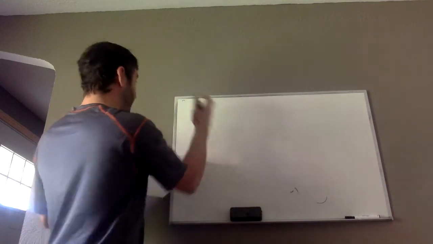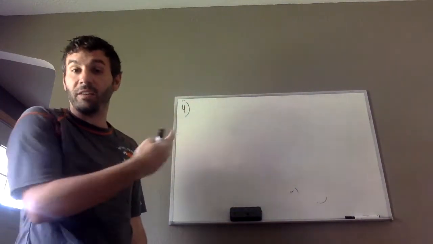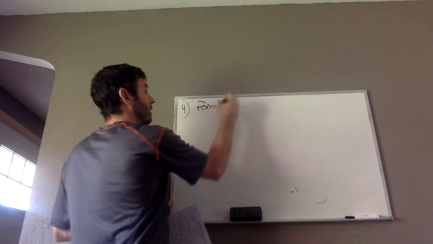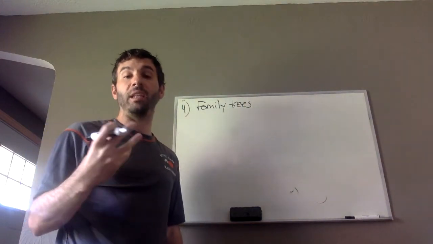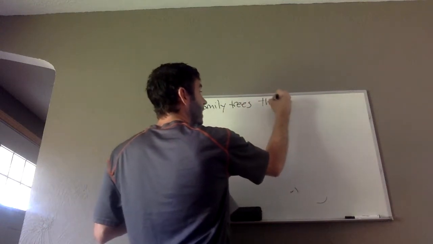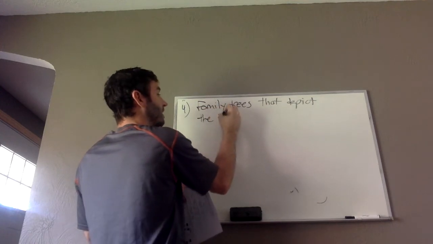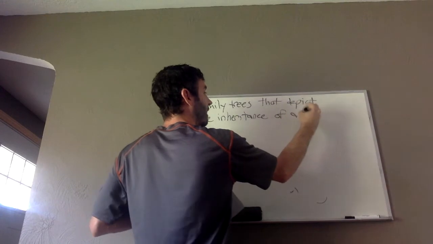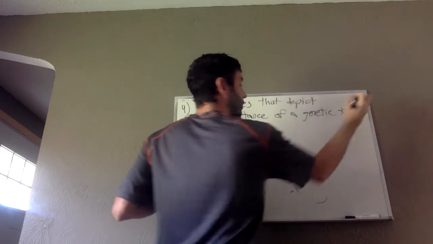Okay, number 4, what is a pedigree? A pedigree are the things we just did at the beginning. Number 5, they are the family trees. But they're more than just a family tree. They're family trees that show the inheritance of a genetic trait. So family trees that depict the inheritance of a genetic trait.